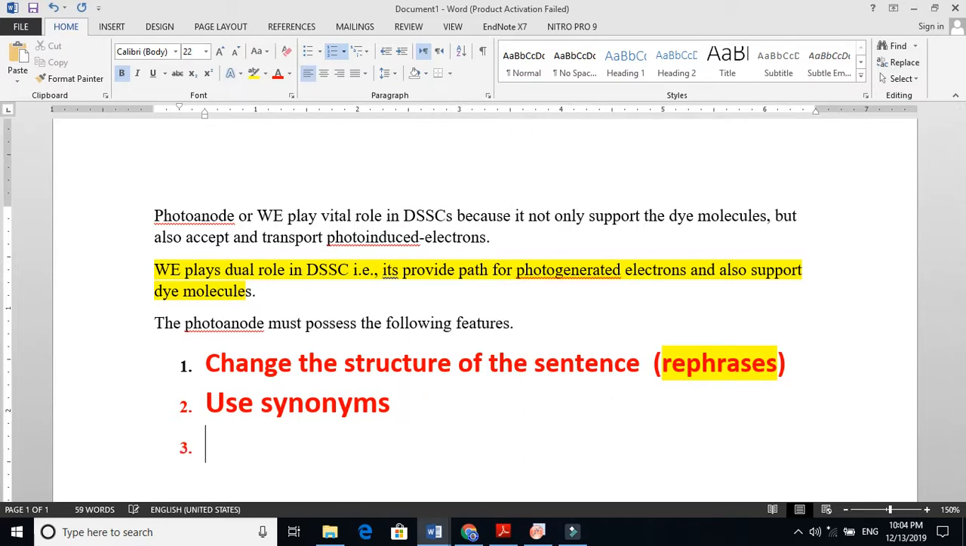And the third one is change active to passive voice. This is the three ways. So using these three approaches, these three techniques, you can easily avoid plagiarism, and you will become a good writer with the passage of time when you command these three things.